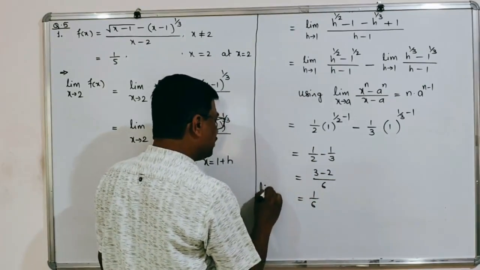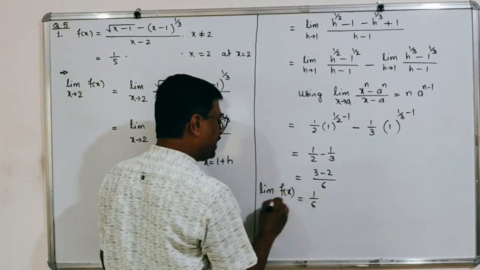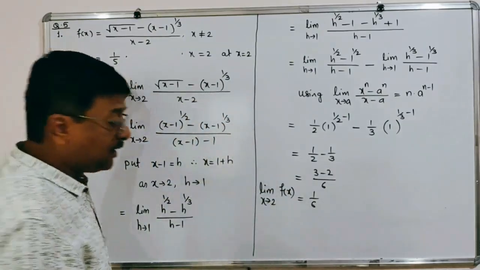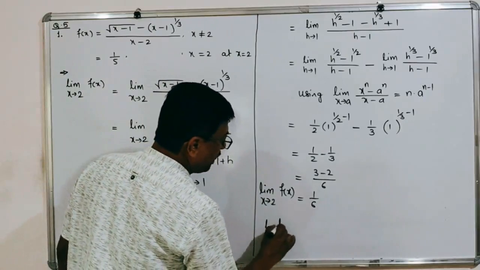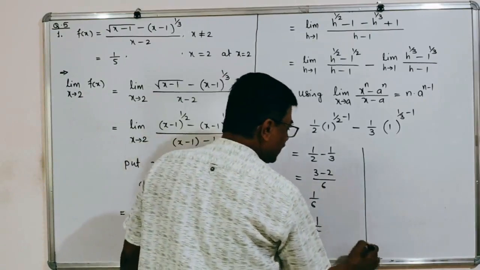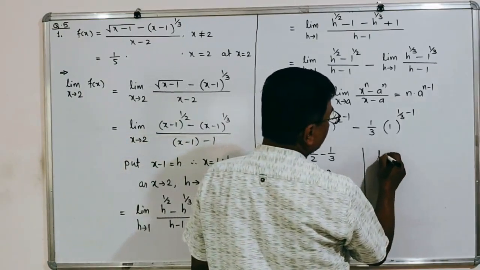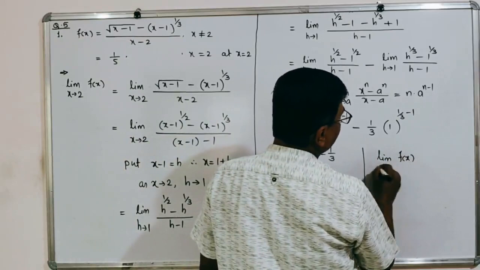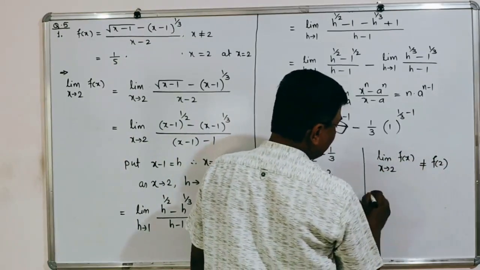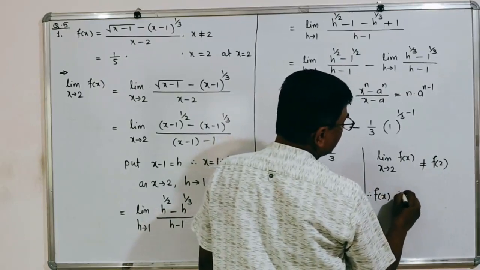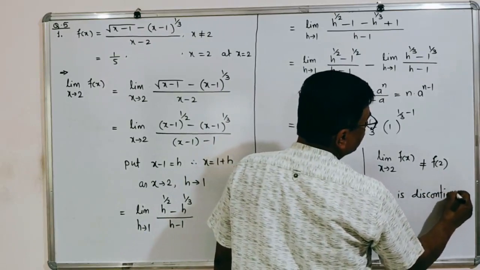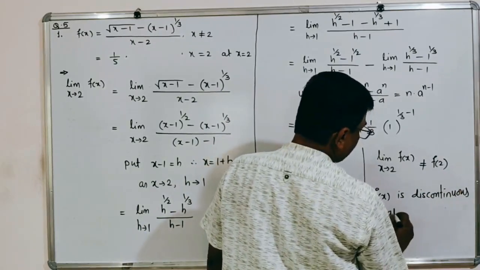This is the value of the limit of function f of x as x tends to 2. And the value of the function is given as 1 by 5. F of 2 is given as 1 by 5. Means here we can observe that the limit of f of x as x tends to 2 is not equal to f of 2. Hence we can say that f of x is discontinuous at x is equal to 2.